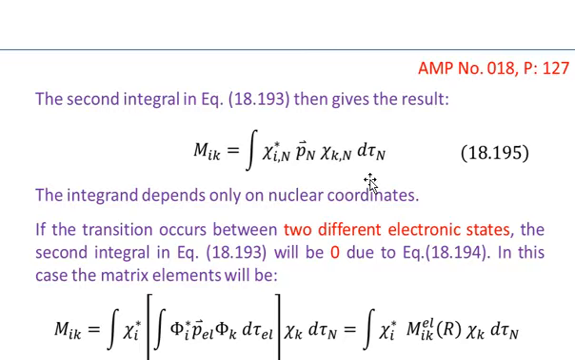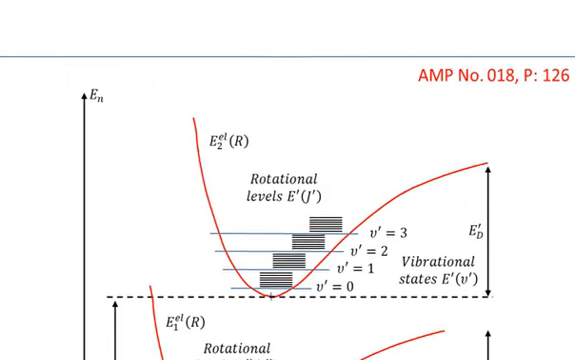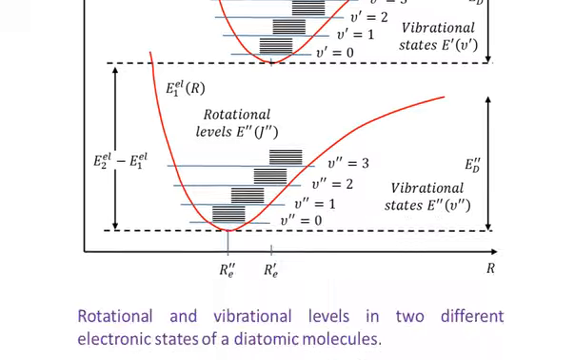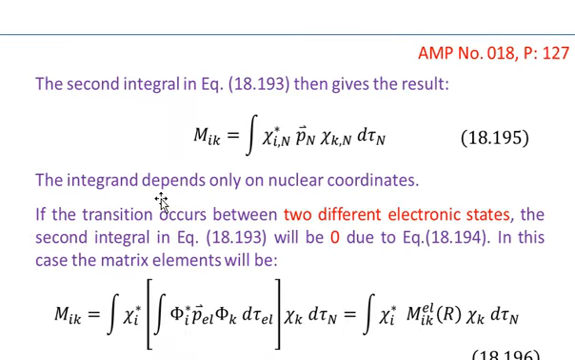Because you see that the first integral was removed from the previous calculation, that is, the first integral was removed because it was equal to 0 for the same electronic state. And since we are considering the same electronic state, the same electronic state will also be applicable to the second part, which is related with nuclear coordinates. So the integral depends only on nuclear coordinates. Now let's analyze this integral.